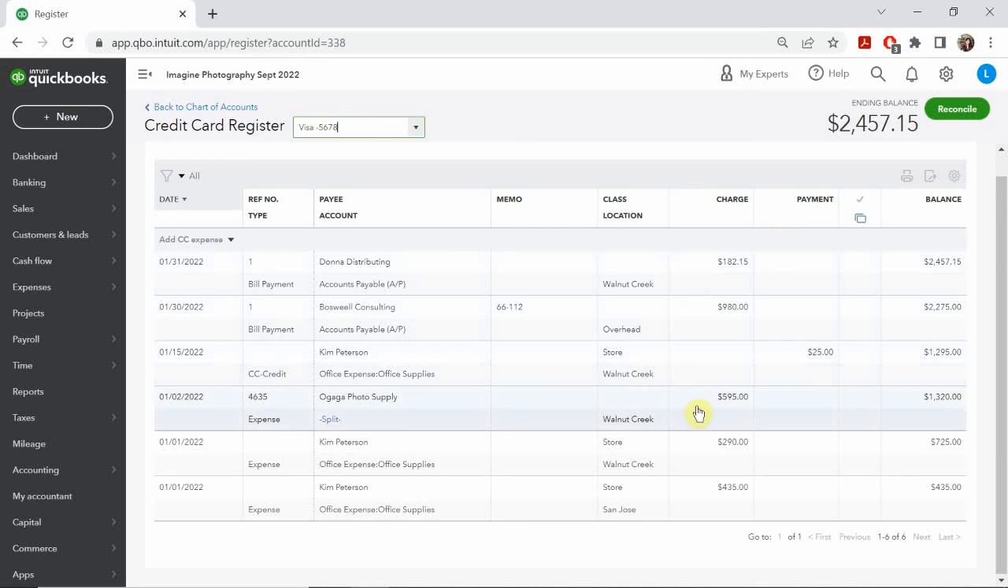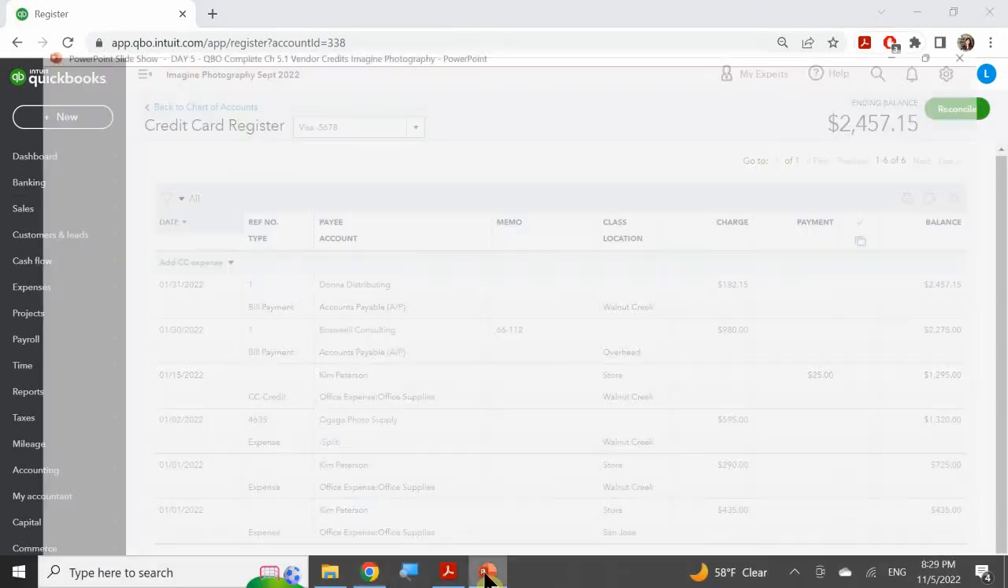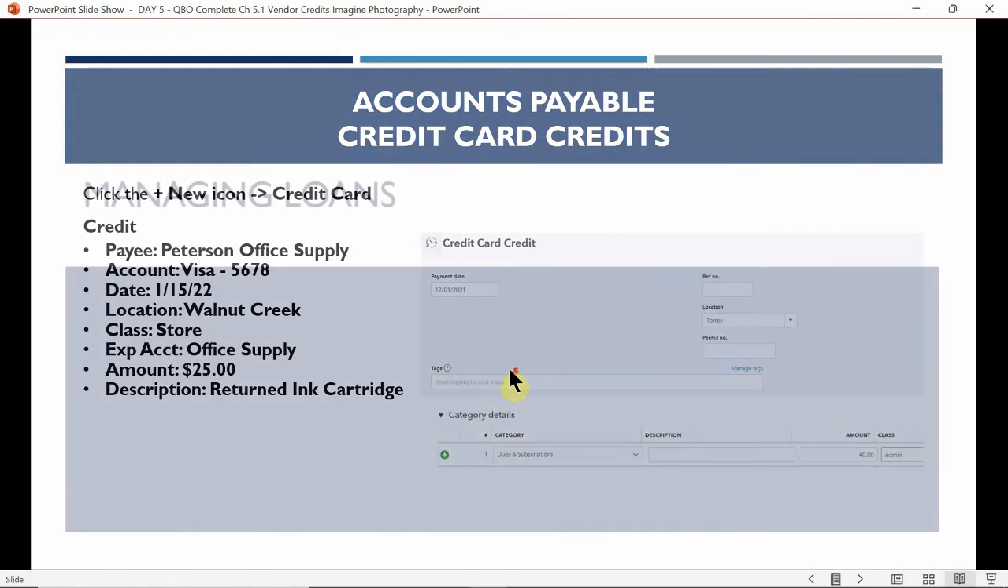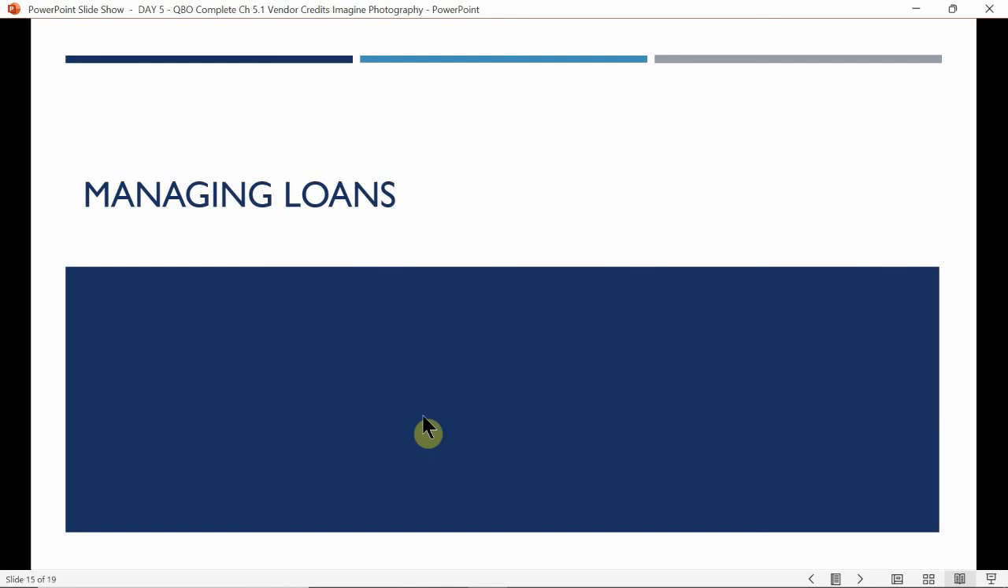That's how you see the credit card credit go through. First you made the purchase here for the $290, and here you got the reverted $25 credit to your credit card. So that's how you're able to see it there. Okay, and that's how you do that. All right. Any questions?